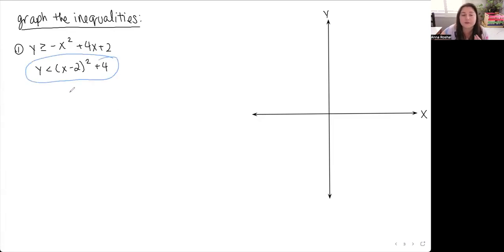It's already in vertex form, so I know that my vertex is going to be 2, 4. I'm going to say here 1, 2, and here's 1, 2, 3, 4, let's say. And I know from this point, my a is 1. So I'm going to have the same kind of slope as I did with the last one. I'm going to go up 1 over 1, up 3 over 1. Then here I'm going to go 1 over 1, and then 3 over 1. And this is going to be my parabola.